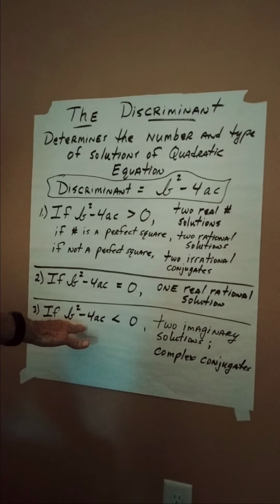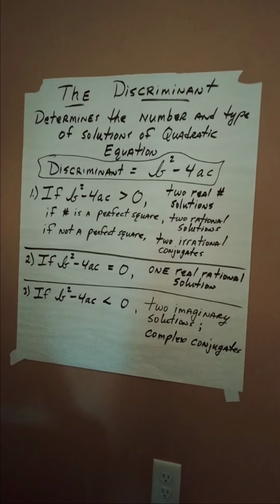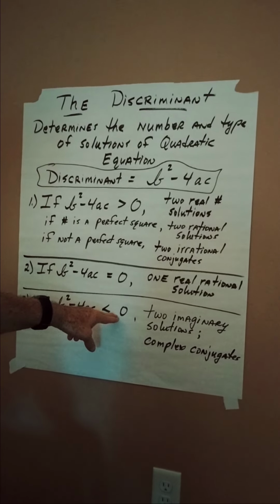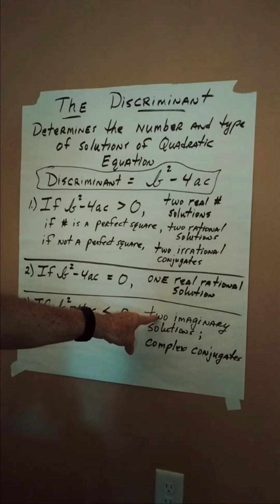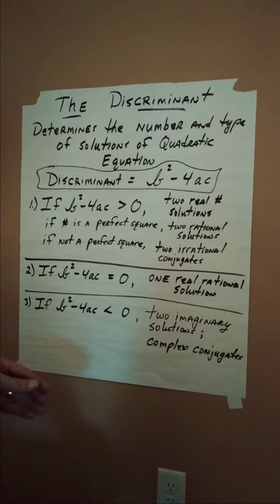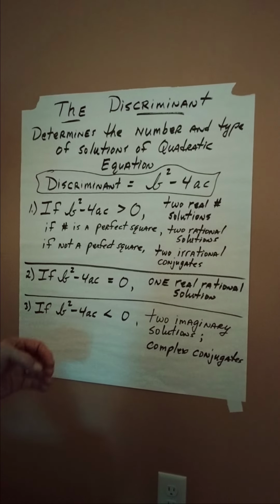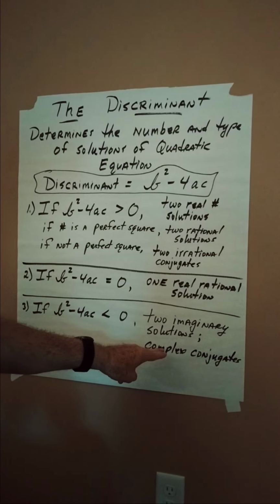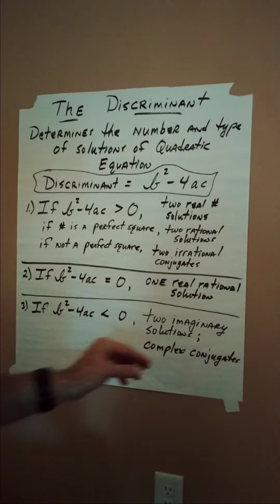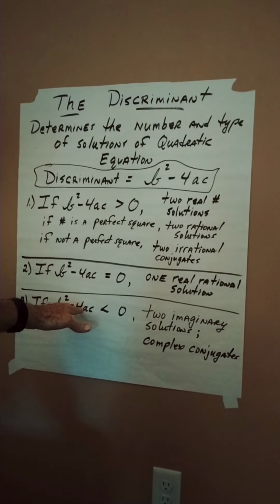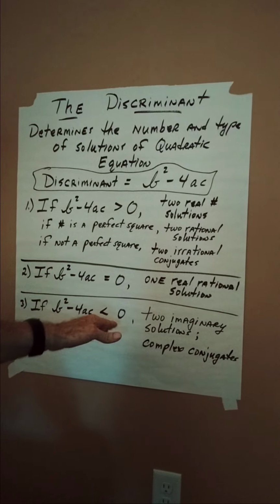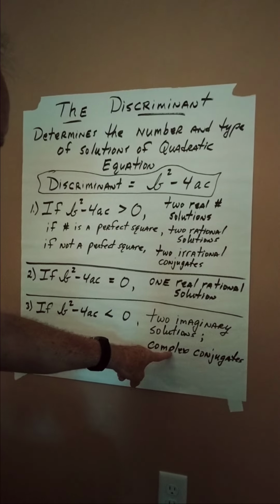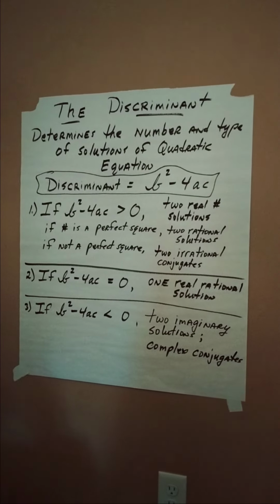And situation number 3. If the value of b squared minus 4ac is less than 0, that will indicate that there will be two imaginary solutions. In other words, the symbol of i is going to be involved in our solution. There will be complex conjugate solutions if the value of the discriminant is less than 0. Two imaginary solutions, and the solutions will be complex conjugates of one another.